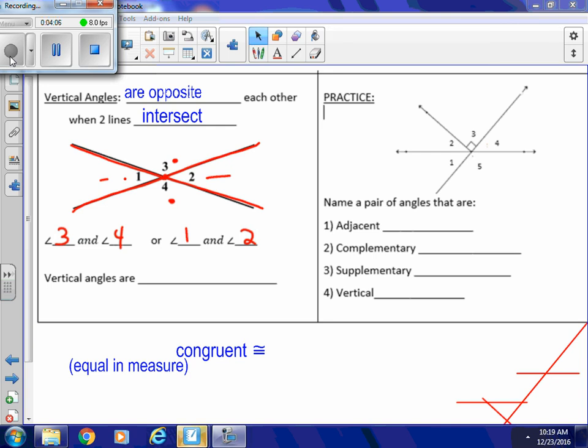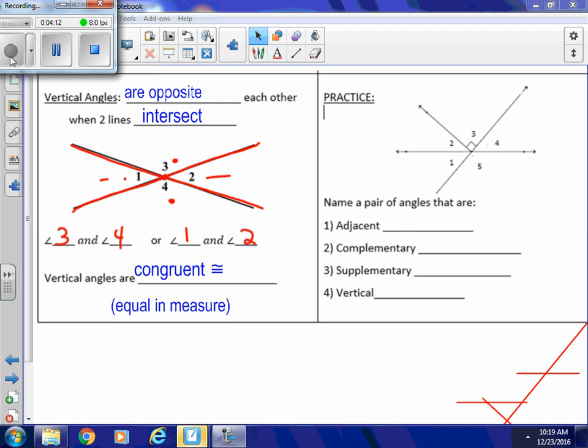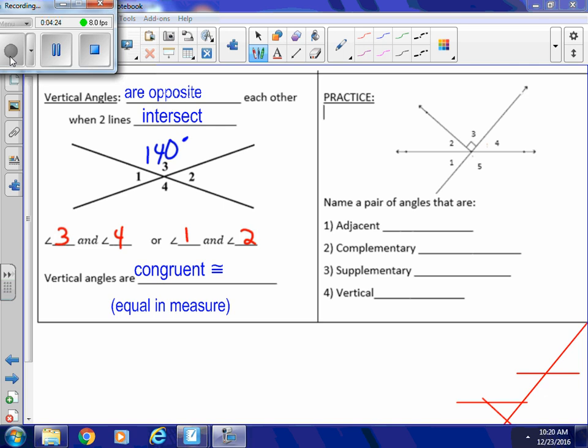Well, here's the important part. Vertical angles are congruent, and that just means that they're equal in measure. And here's what I mean. If I were to tell you that angle 3 were 140 degrees, then you know that angle 4 is 140 degrees. If I were to tell you that angle 2 is 40 degrees, you would know that angle 1 would also be 40 degrees. Vertical angles are congruent.